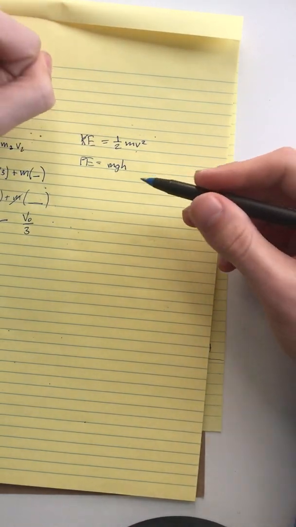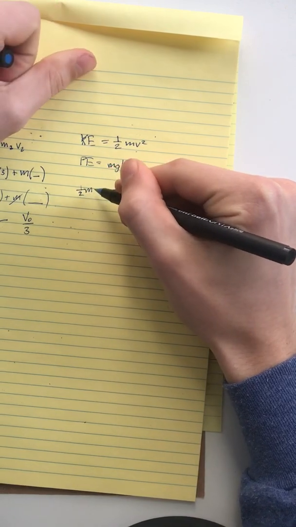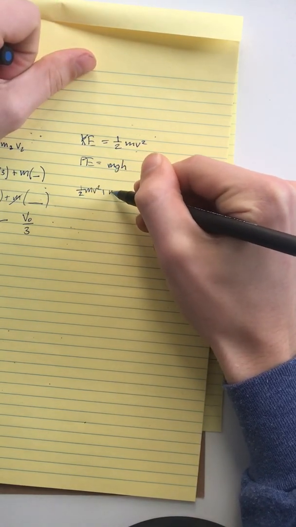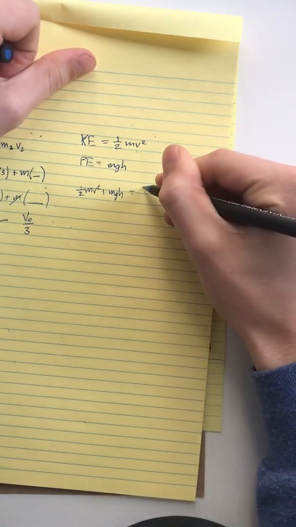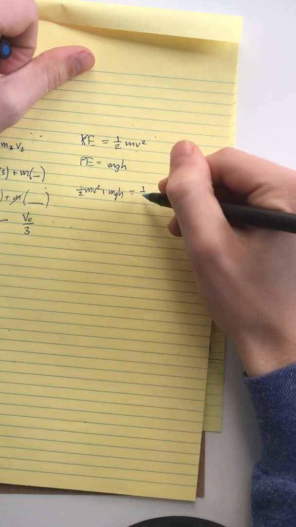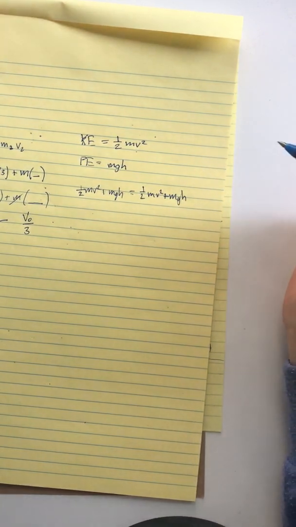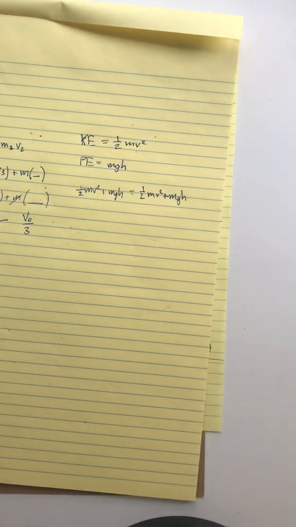So we can model that by writing the equation 1/2 mv squared plus mgh equals 1/2 mv squared plus mgh. Right? So all we're saying is that the sum of the potential energy and kinetic energy before will equal the sum of the potential energy and kinetic energy after at any time. So now we can use that when we apply it to the next problem.